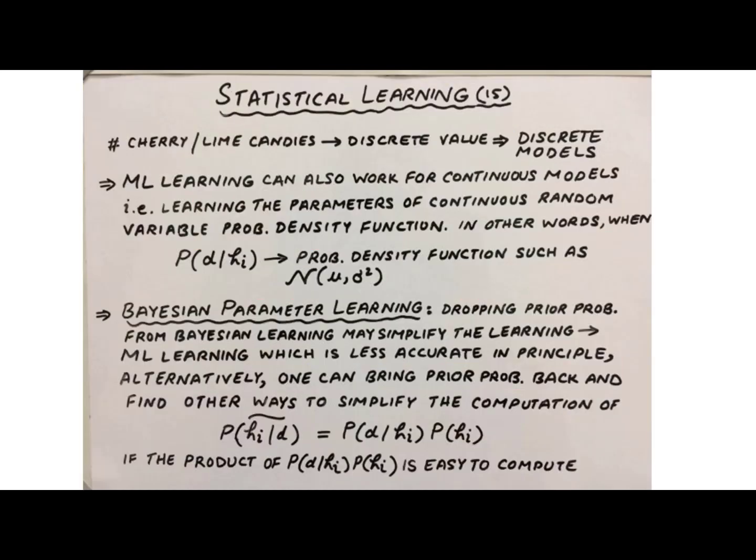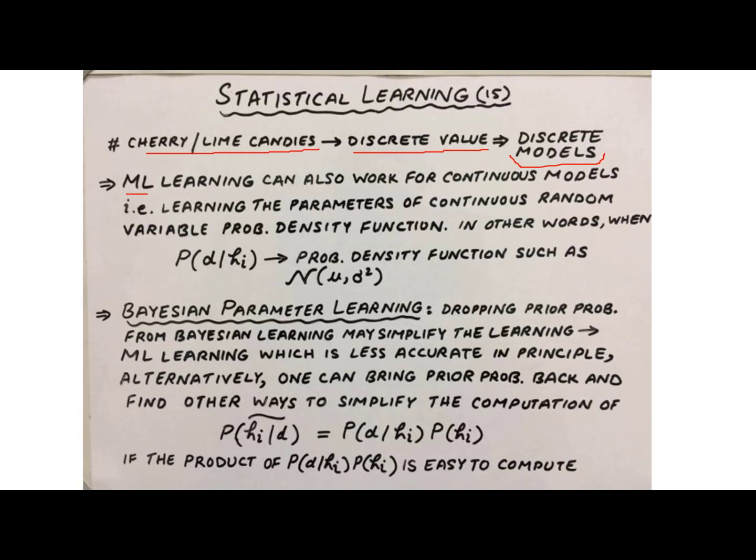All the random variables that we have been working with so far have discrete nature. So in the candy example, the wrapper of the candy and the flavor of the candy could only acquire discrete values. So we've been working with discrete models so far, and we've seen the applicability of the maximum likelihood learning or the log likelihood learning for the discrete model.